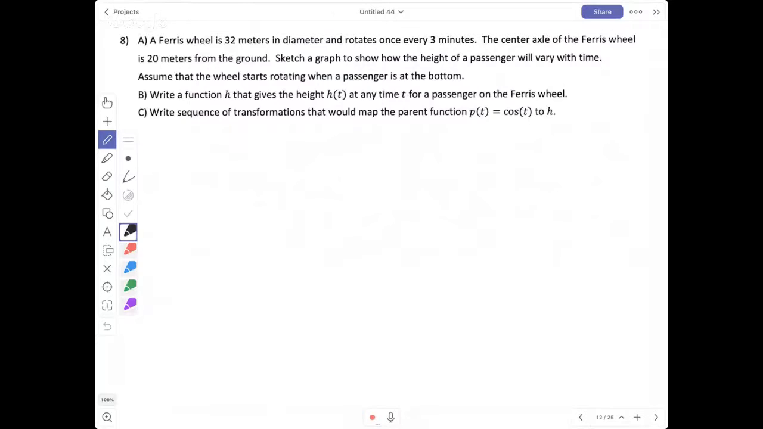Beautiful. So starting with the Ferris wheel. Ferris wheel is 32 minutes and rotates once every 3 minutes.